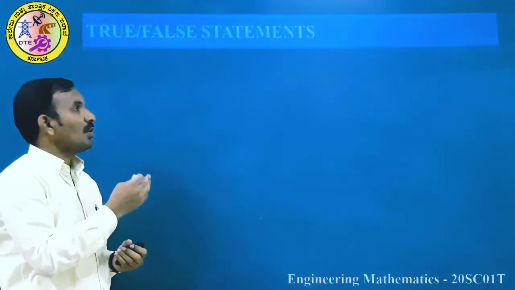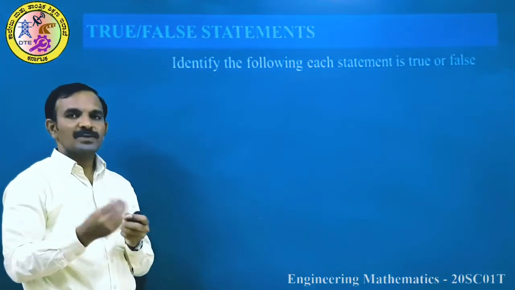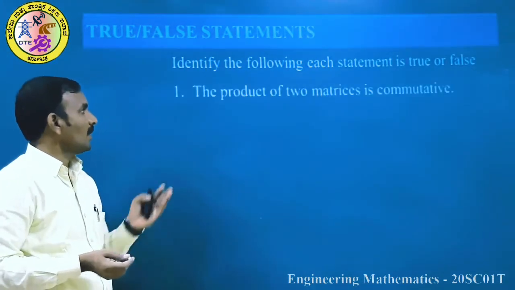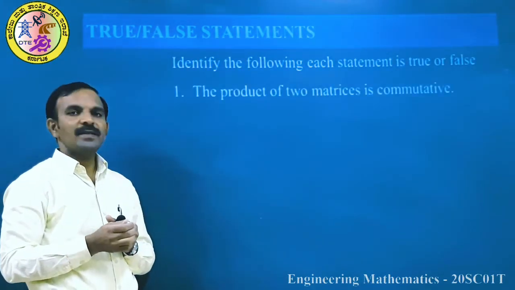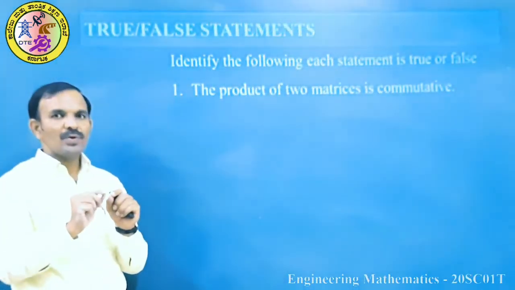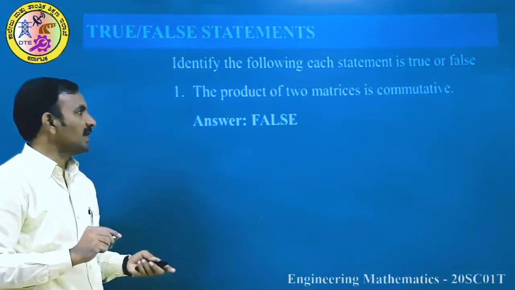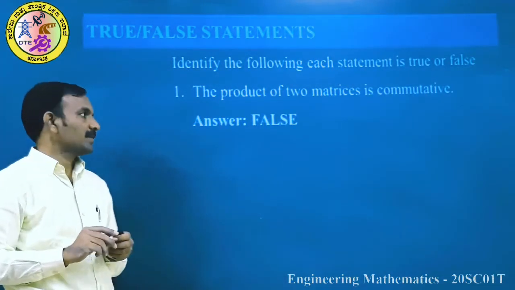To see true or false statements. Identify whether the following statement is true or false. First one, the product of two matrices is commutative. Now, in one example you have seen AB is not equal to BA, that is product is not commutative. Therefore, this statement is false.